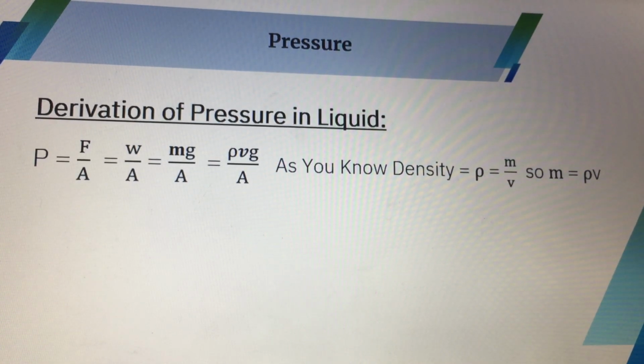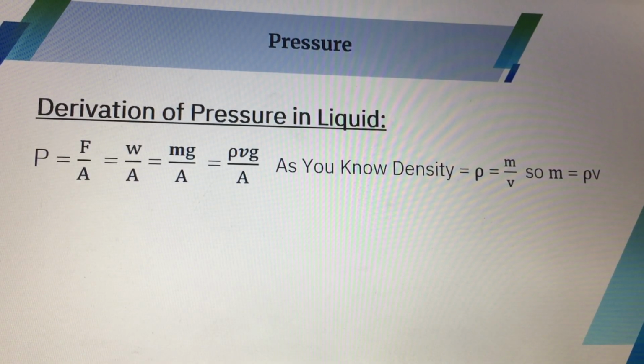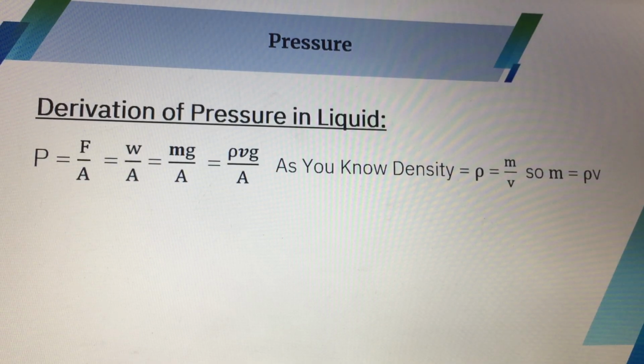So what will be the mass? Mass equal to rho multiplied by V. So in the denominator, volume will multiply by density, rho. So mass equal to density rho multiplied by V. So in this formula, mg upon A, we replace mass with rho V. So our formula becomes rho V g upon A.